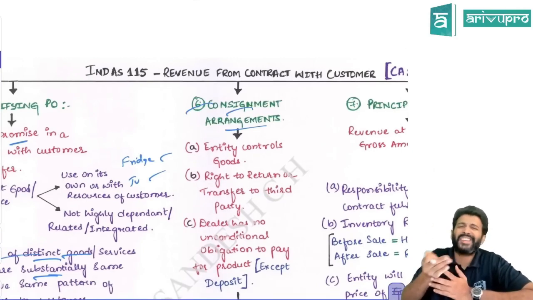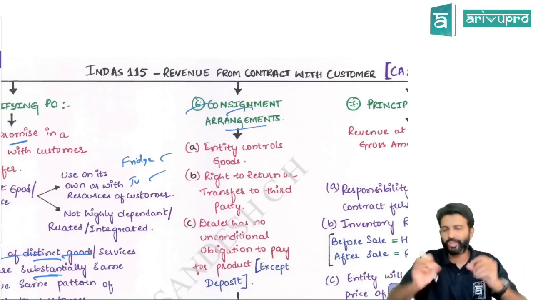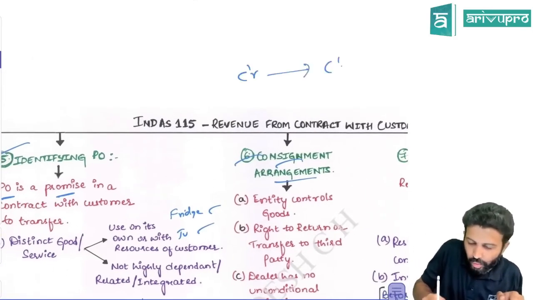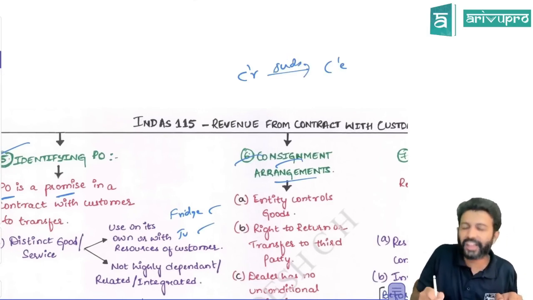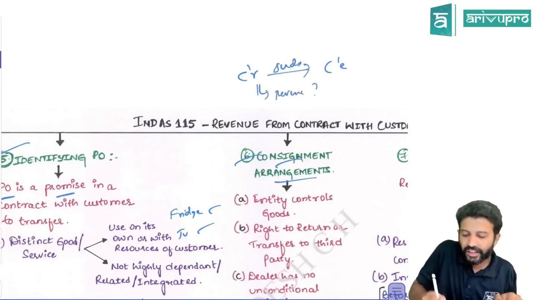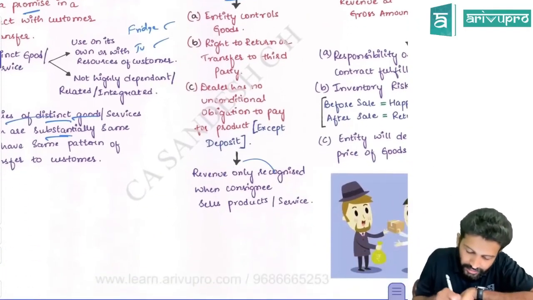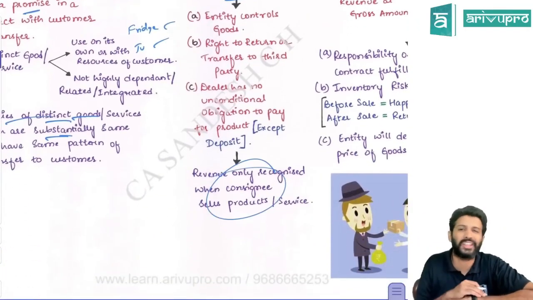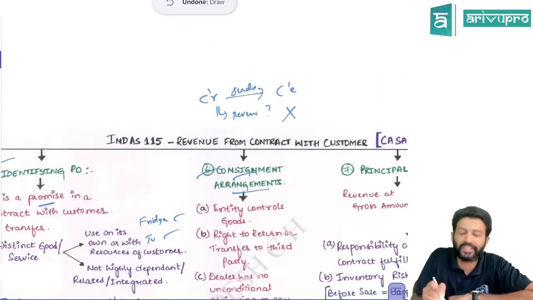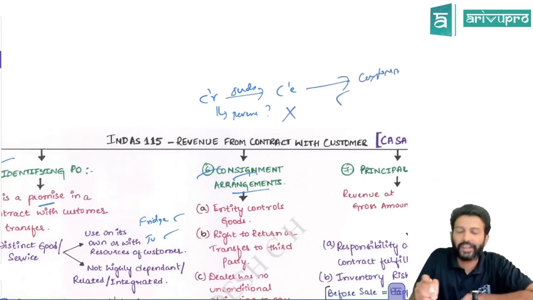If there is a consignment arrangement, there will be a consigner and a consignee. The consigner is the owner of the goods. The consignee is basically an agent. If the consigner sends the goods to the consignee, can the consigner recognize revenue? No. Revenue will be recognized only when the goods have been sold by the consignee to a third party. Only when the consignee sells it to the customer will you recognize the revenue.